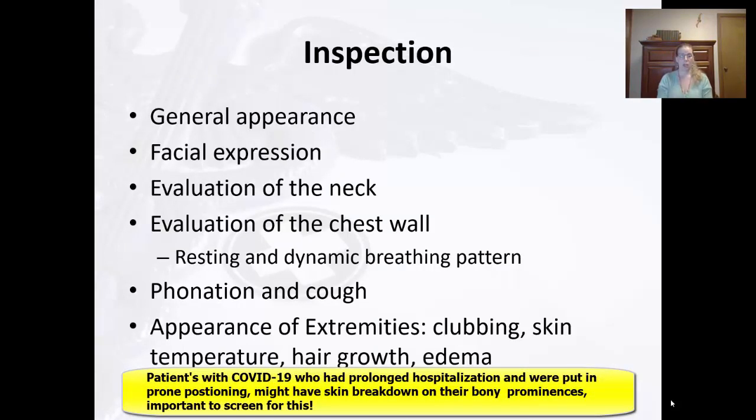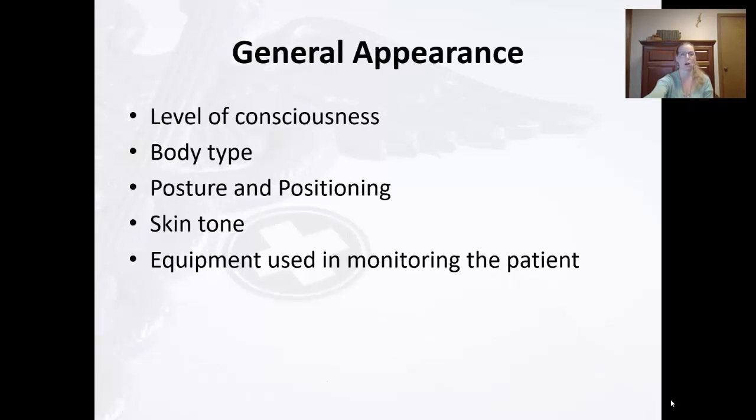So observation. We want to take into account what the patient's general appearance is, what facial expression they have. That can tell us a lot about how they're feeling and how hard they're working. We're going to look at the structures in their neck, how their chest wall is moving both at rest and when they're breathing deeply. We want to pay attention to their voice and the cough. And we're going to pay attention to their extremities. Now, let's dive into each of these a little bit more.